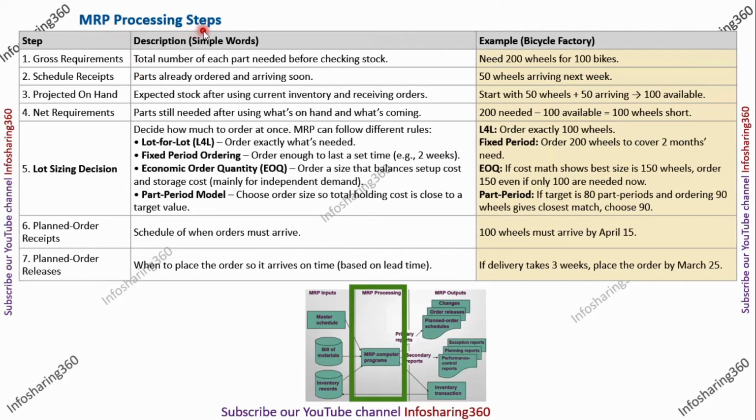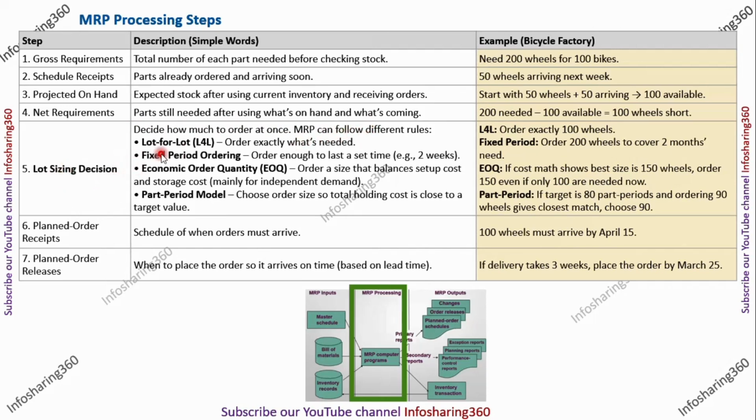Next, the MRP processing steps exist to calculate exactly what materials to order, when to order them, and how much to get, ensuring production never runs short or wastes money on excess stock. Here's how each step contributes. First, gross requirements means calculating the total parts needed before checking current stock. Second, scheduled receipts refers to parts already ordered that will arrive soon. Third, projected on hand is estimating future inventory after using stock and receiving shipments. Fourth, net requirements identifies the actual shortage after subtracting available stock.